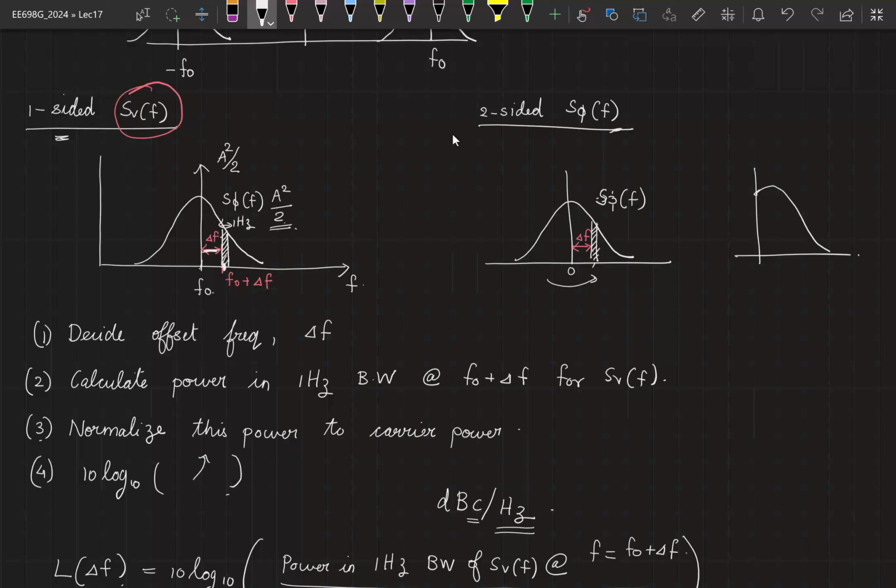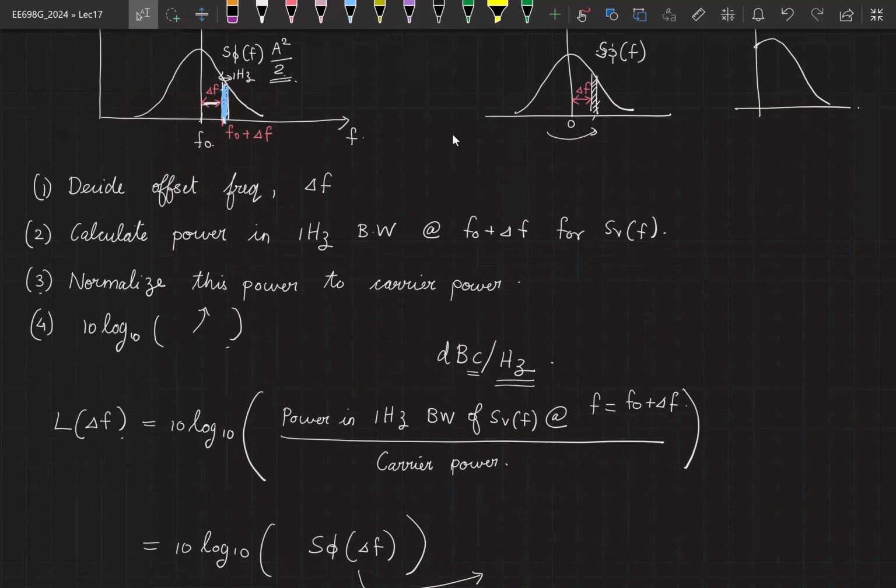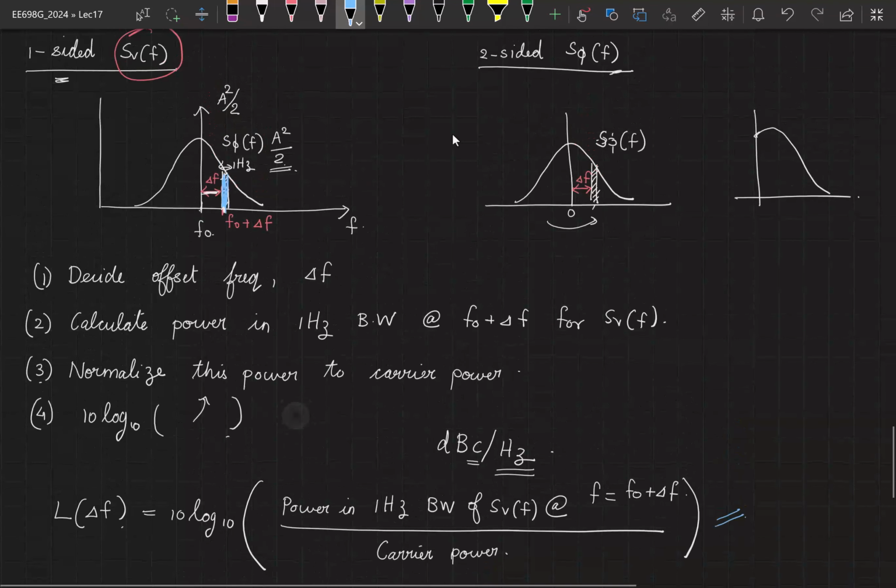So let's say I calculated some power here in this bandwidth. Right? This is what I am reporting as L of delta F here in this expression. So I am also writing it as 10 log 10 of S phi of delta F. So whether I calculate it from SV of F or from S phi of F, the power in that 1 Hertz band has to be the same. Right? So now the question is, do I measure it here or do I measure it here?